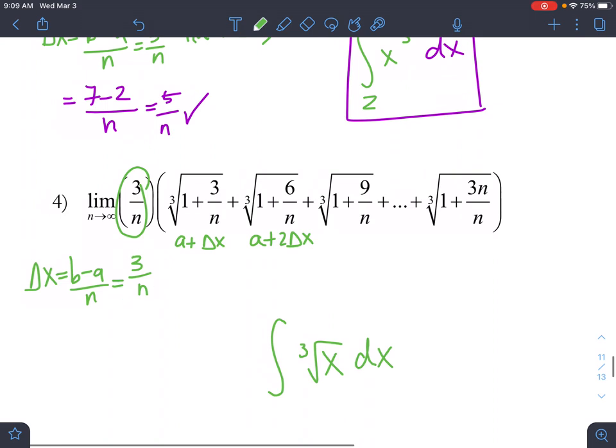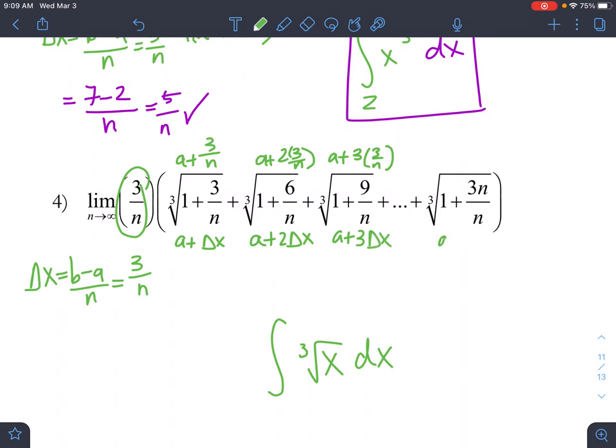If this is delta x, that would mean a plus 3 over n, a plus 2 times 3 over n, which would be 6 over n, a plus 3 times 3 over n, which is 9 over n. So this is making sense to us, hopefully. And last but not least, you've got a plus n delta x, okay, which is why these are going to end up canceling. And again, this last term, we wrote it up here.